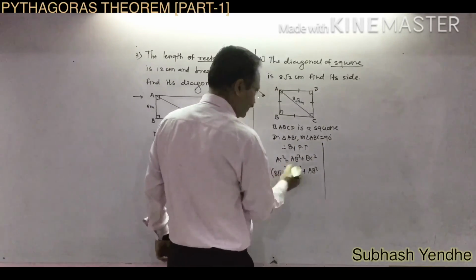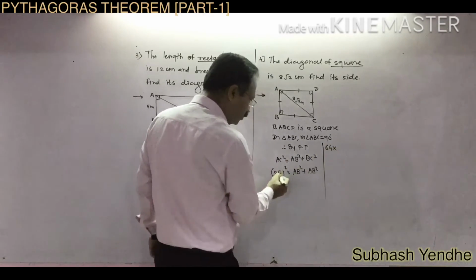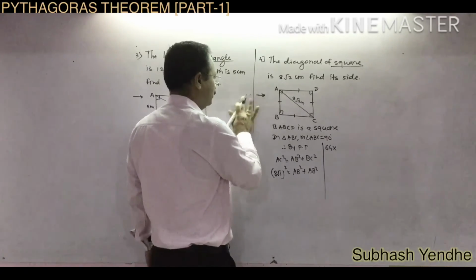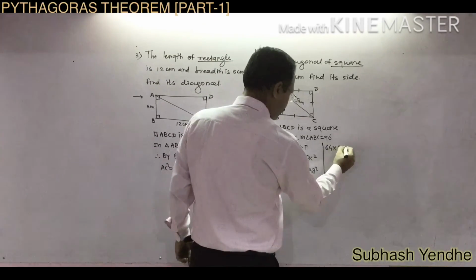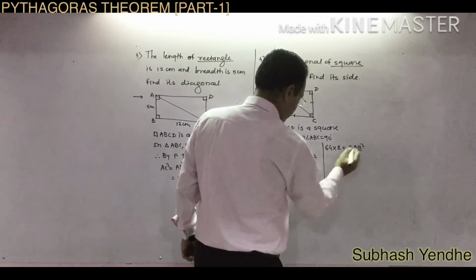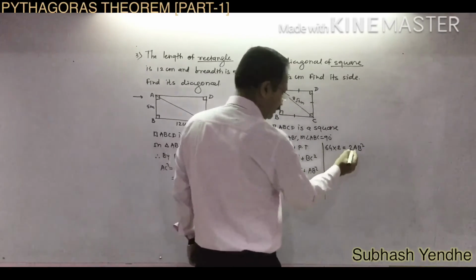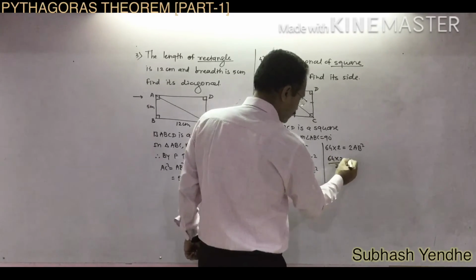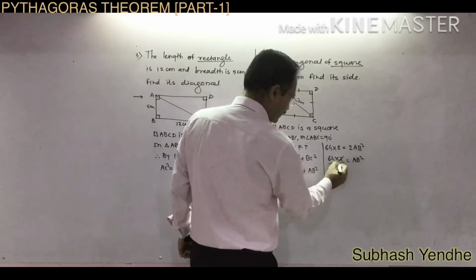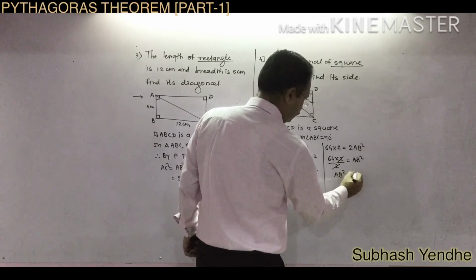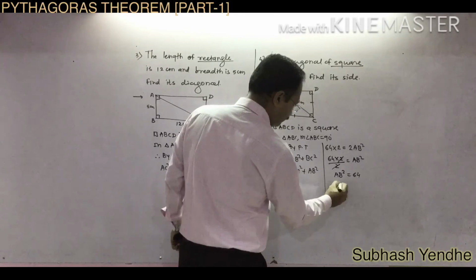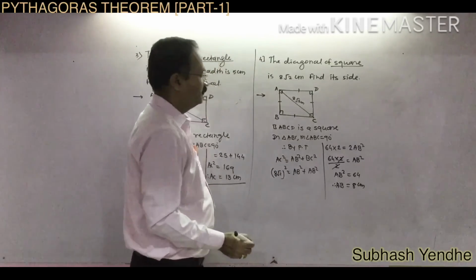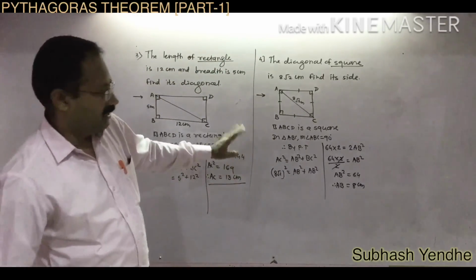So now 8 square is 64. Root 2 square, the square and root will be cancelled, so it will be 2 only. So equals 2AB square. AB square plus AB square is 2AB square. 2 will come on this side. 64 multiplied by 2 divided by 2. AB square, 2 will be cancelled. So you'll get AB square equals 64, and by taking the square root, you will get AB equal to 8 centimeter. There is another idea.